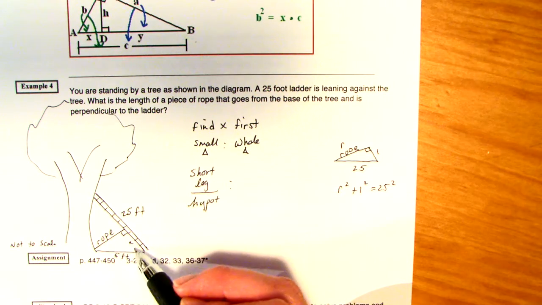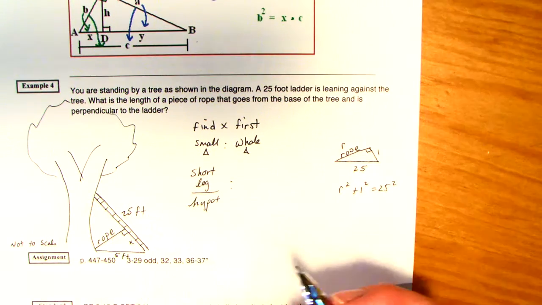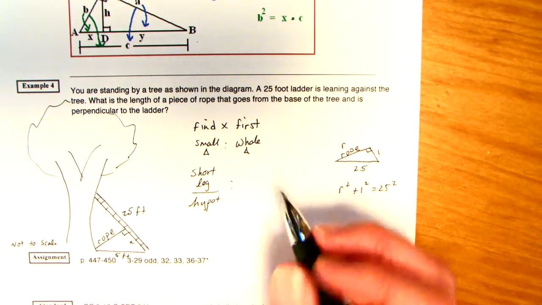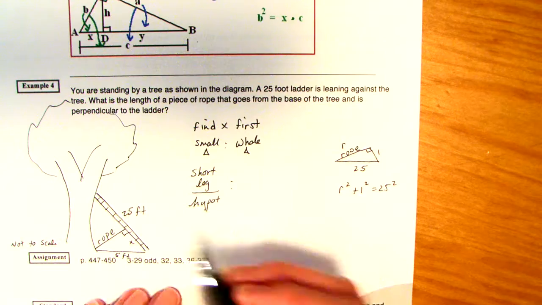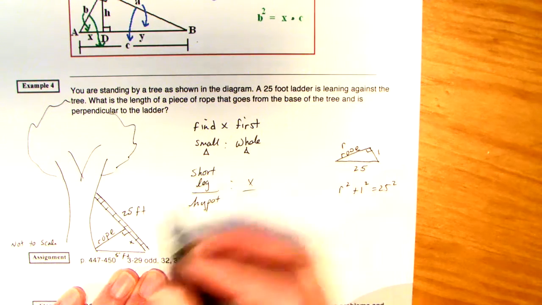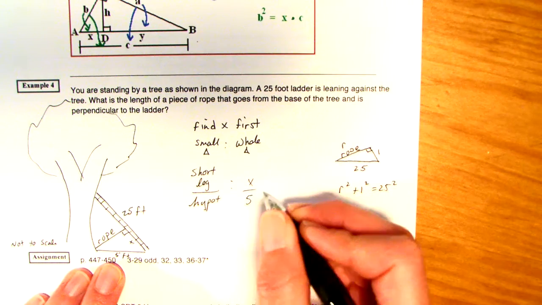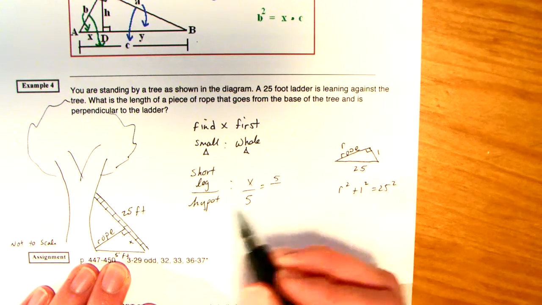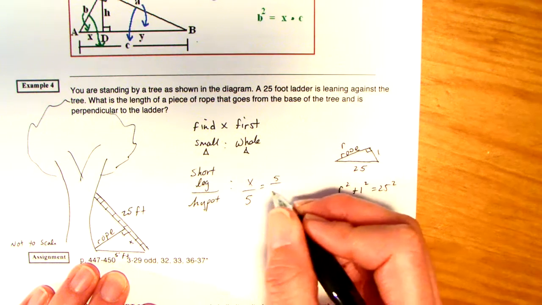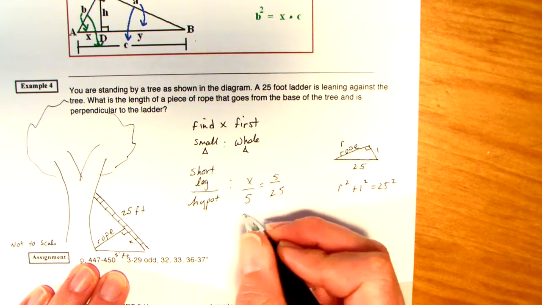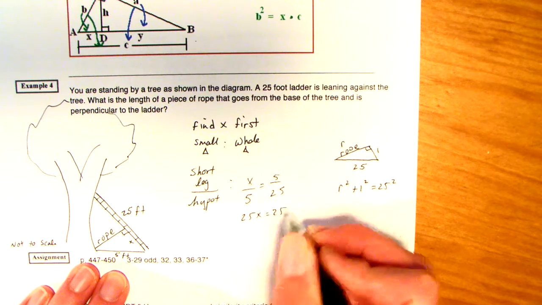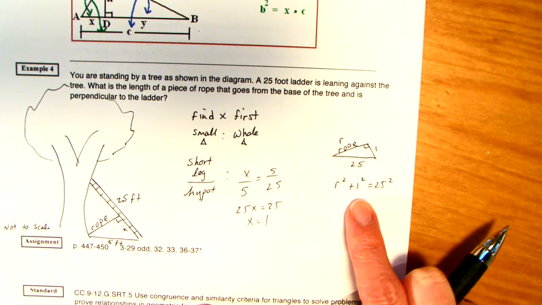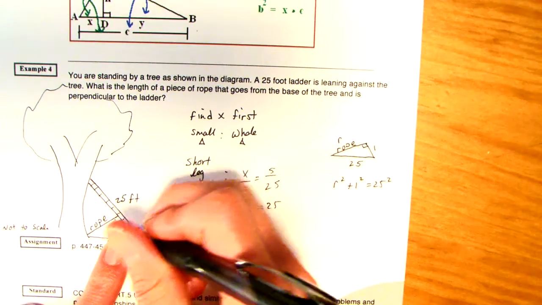We're comparing the small triangle with the whole triangle, okay? So here we go. Short leg is x. The hypotenuse of the small triangle is 5. And then the whole triangle, the short leg will be 5. And the hypotenuse of the whole triangle is 25. When you cross multiply, you have 25x is equal to 25, so x is equal to 1. So now you're probably like, how did she know that was 1? I'm just trying to make this video a little faster. So this length is 1 right here.